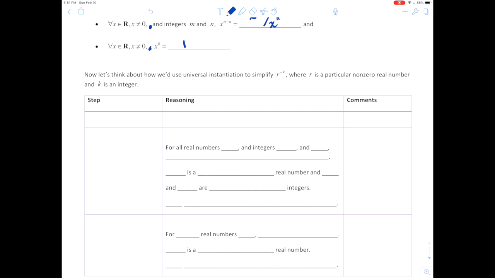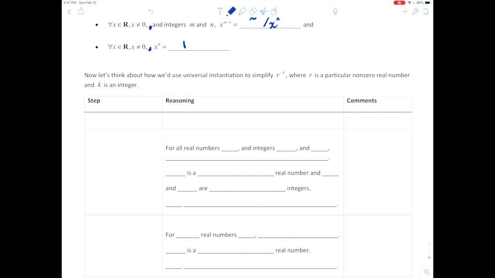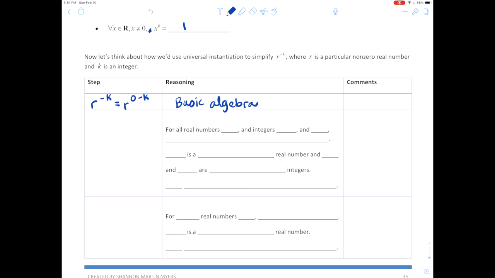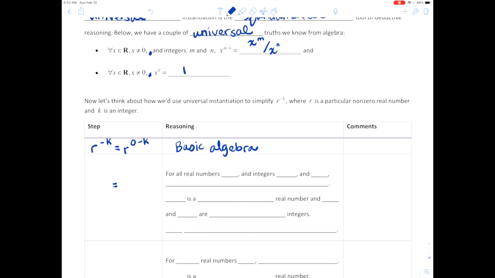So our very first step would be to take a look at what? R to the negative k is equal to r to the 0 minus k. This reasoning isn't fancy. It's just basic algebra, right? So that's all we'll put for that one. Now, our next line would be utilizing that first bullet point, which is r to the 0 divided by r to the k.